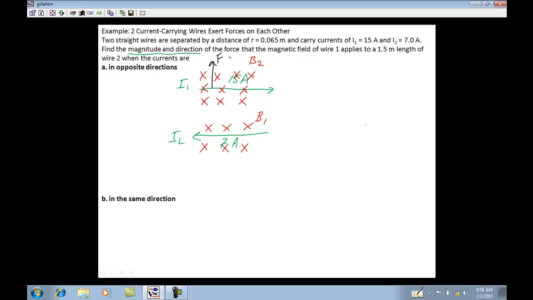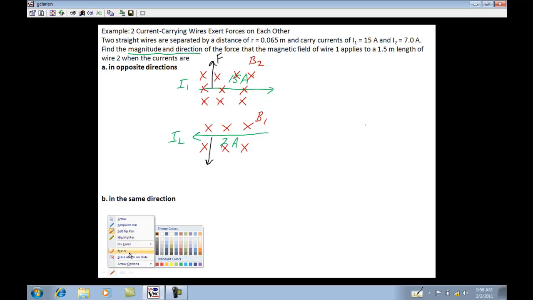What about the bottom wire? What about its force? The magnetic field goes into the paper, thumb goes to the left, so its force is going to be down like that. We can calculate all these forces, but we won't actually figure out the values. Let's just look at the direction, because that's what's harder to figure out.